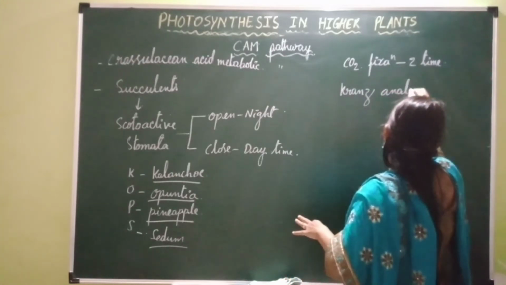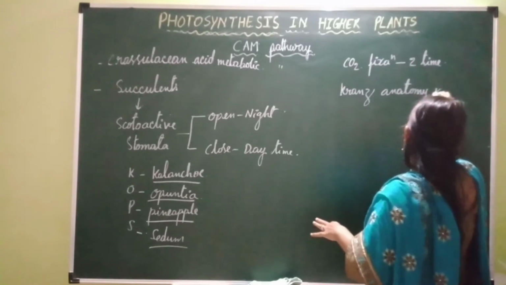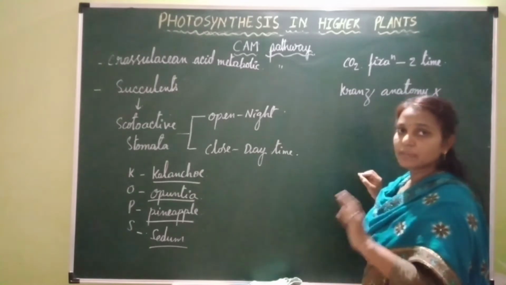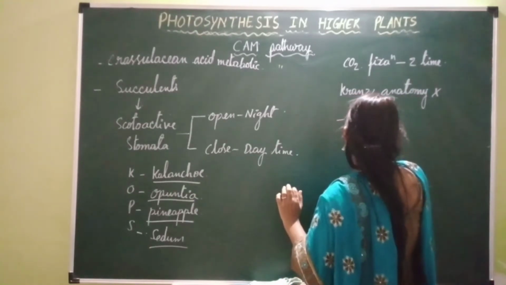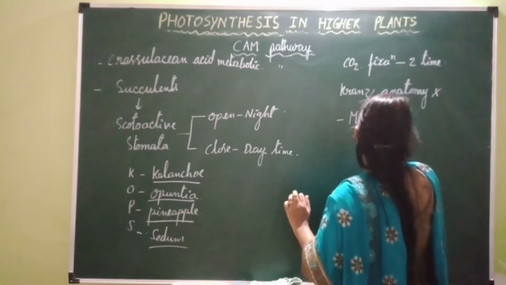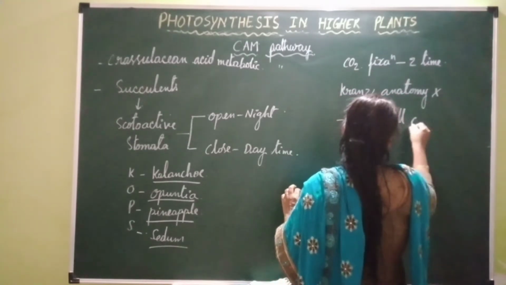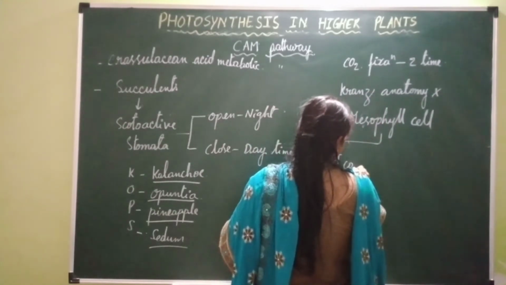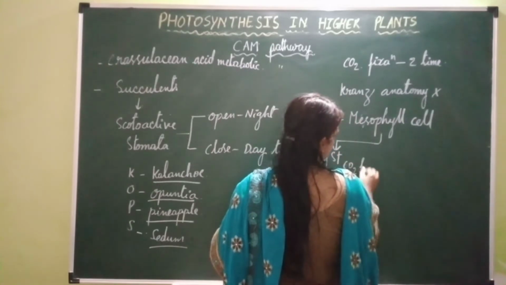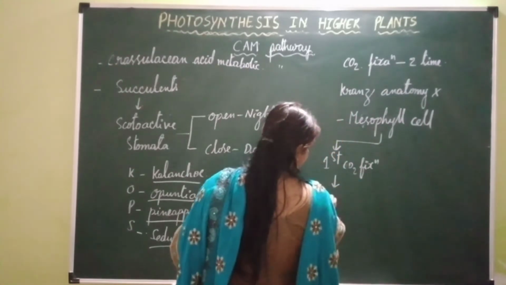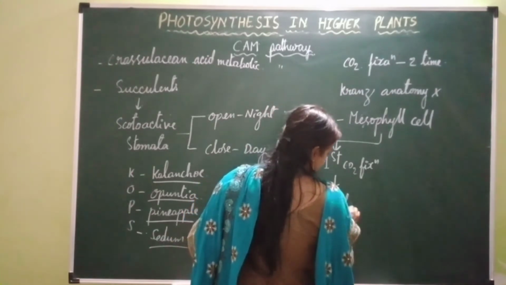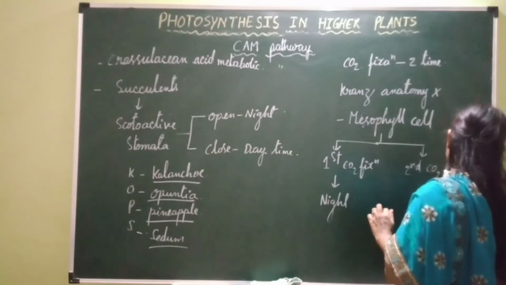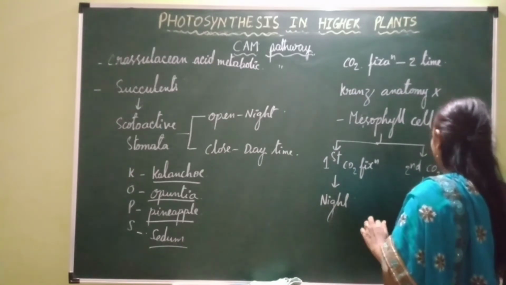As Kranz anatomy is absent, what happens? This carbon dioxide fixation, which is taking place two times, is taking place in the same cell, that is the mesophyll cell. Only one type of cell, the mesophyll cell. But the first carbon dioxide fixation is taking place during night time, and the second carbon dioxide fixation is taking place during daytime.